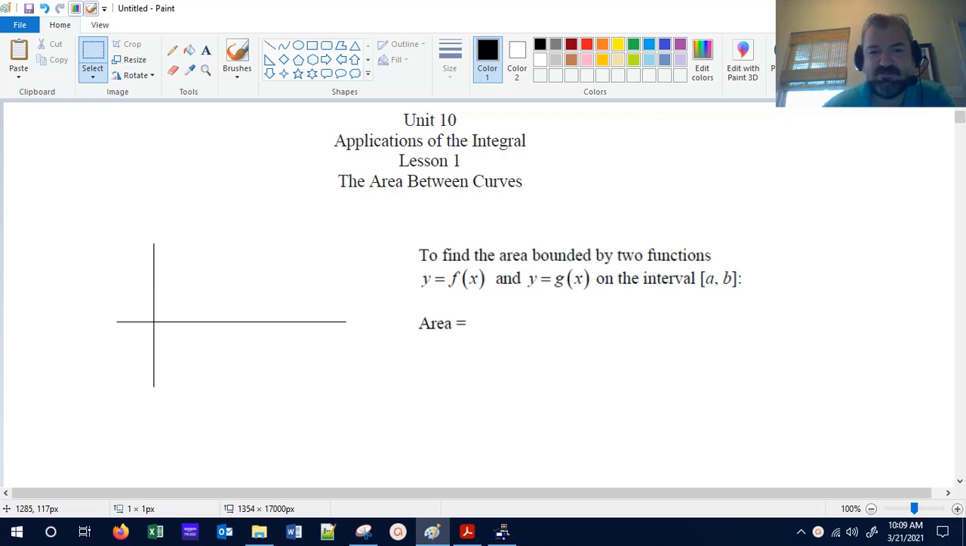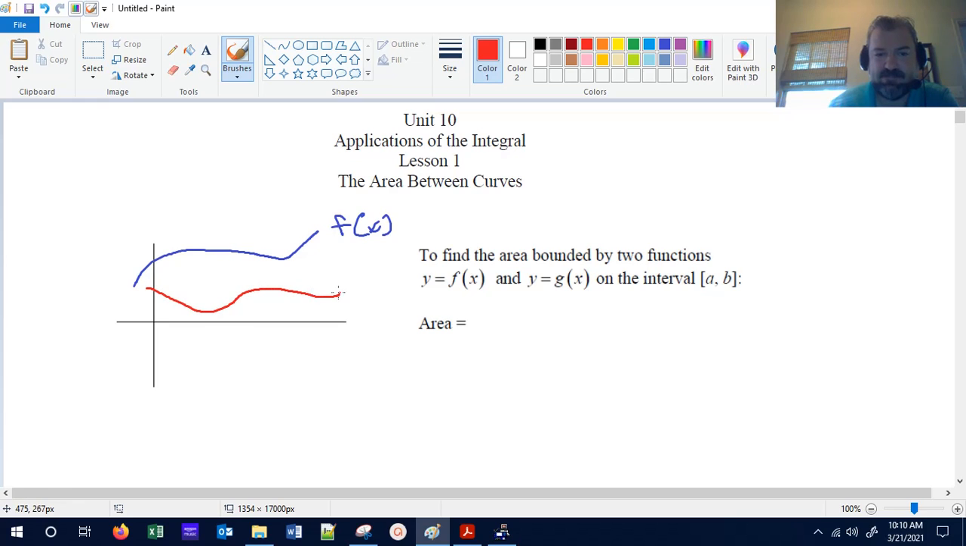All right, so today we're talking about the area between curves. So let's talk about how that's going to work out. Let's say that I have a function, and I'll just draw some random curve here called f. Okay? So that's f of x, and another function which we'll call g of x. And I would like to find the area between those curves from A to B.